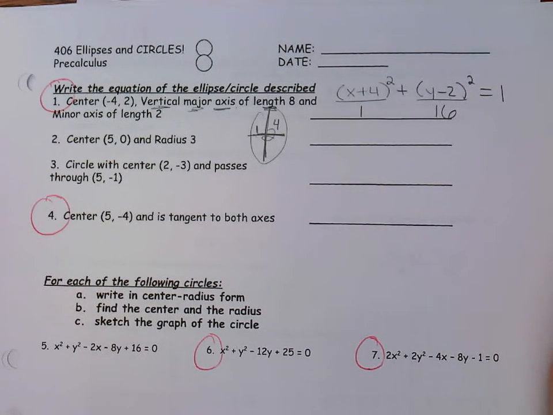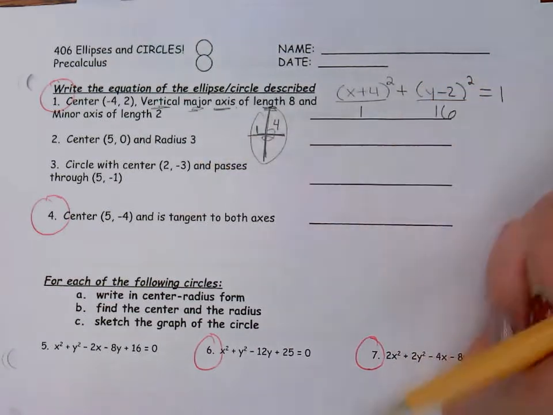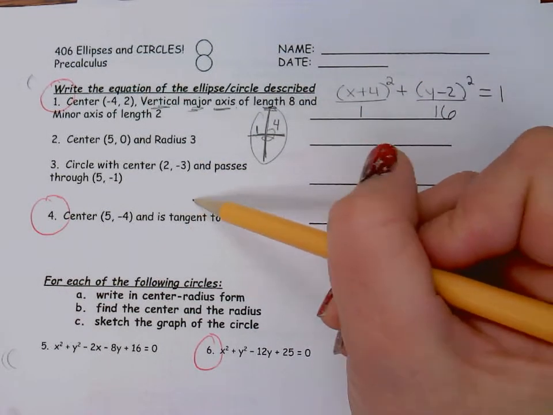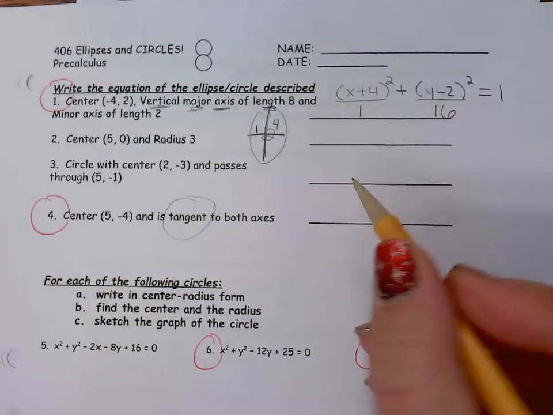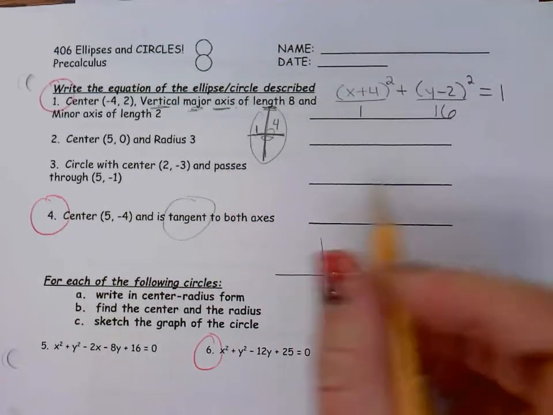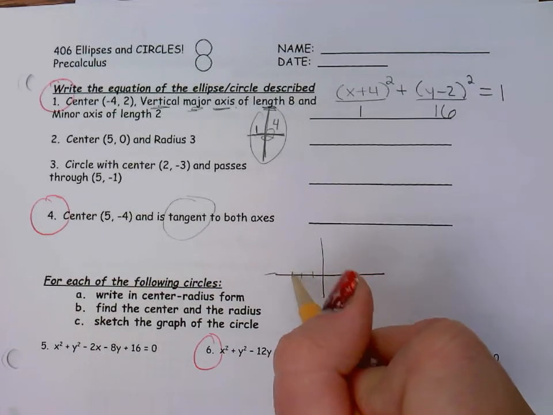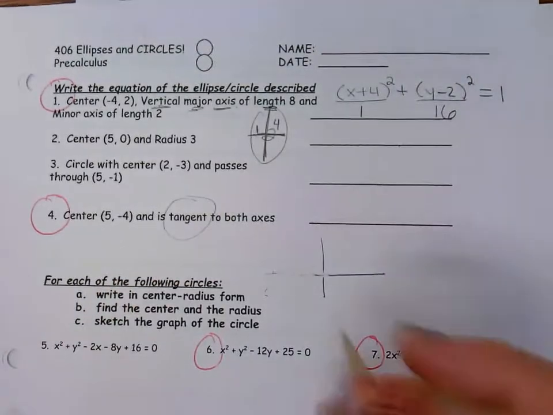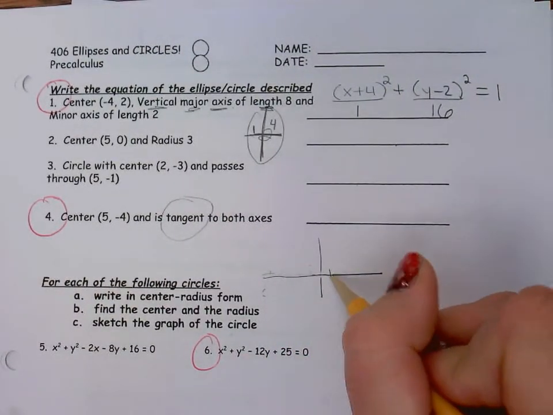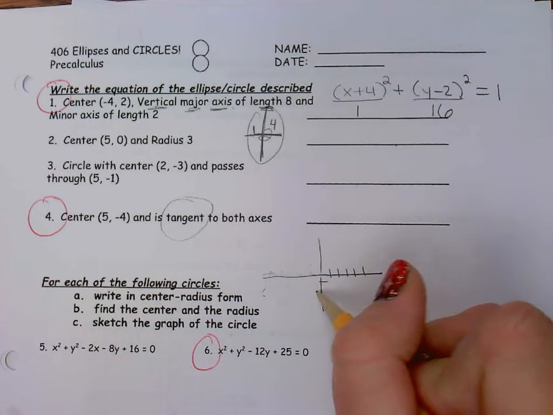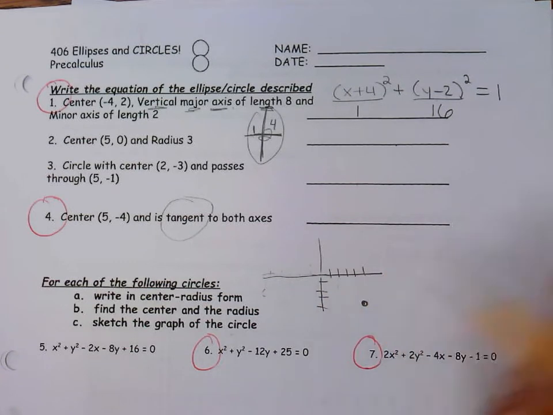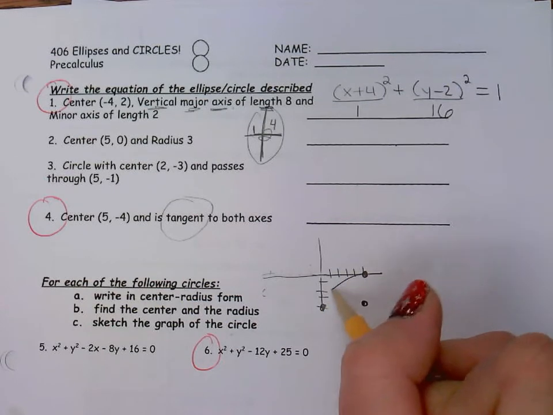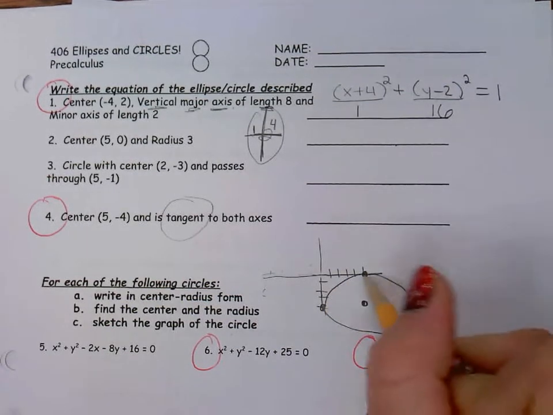So you are going to try 2 and 3 when we come back at the end, or pause it now and try it. I'm going to do example 4 to review what this word tangent means. So if it has a center at -5, or sorry, +5, -4, my bad. +5, -4. That puts the center of the ellipse there, and tangent just means it touches those points on the axes.